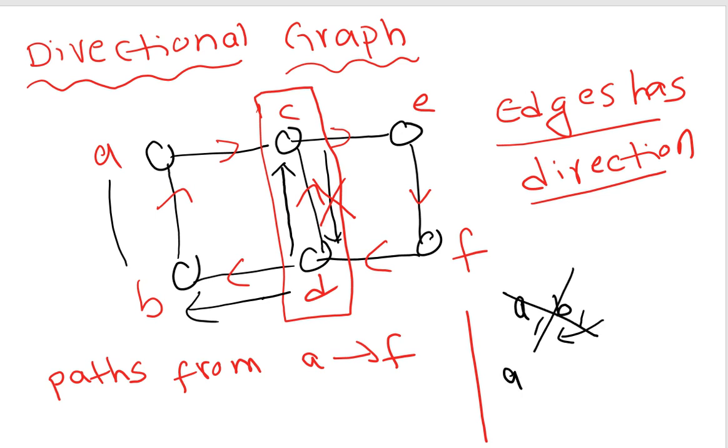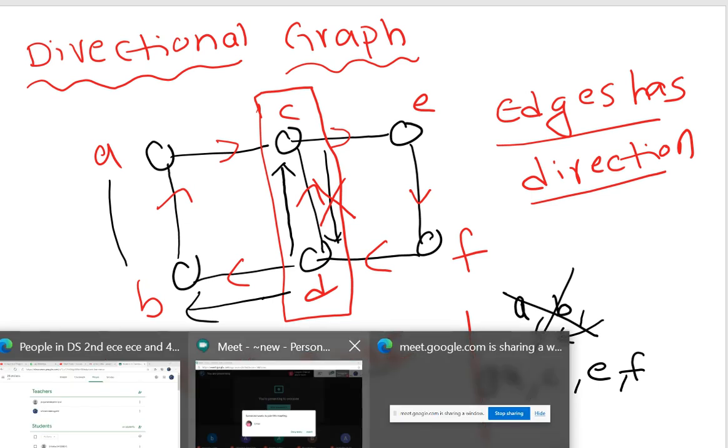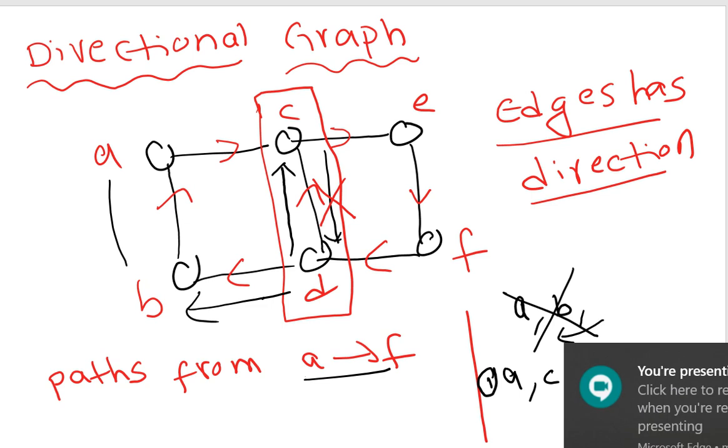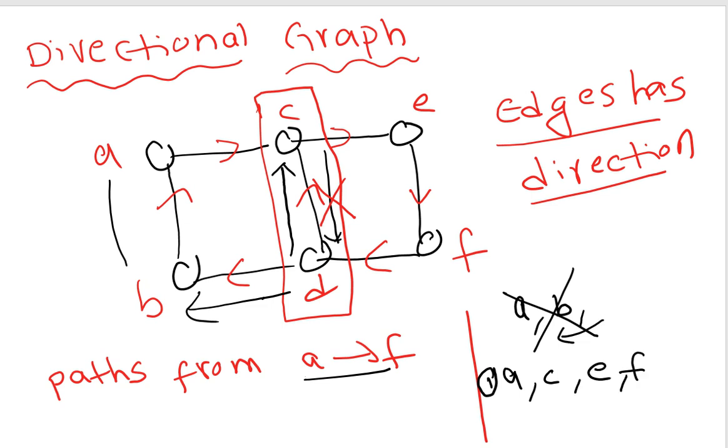So I will go from A to C, then C to E, then F. That's it. I wanted to know the path from A to F, right? This is one path. Is there any other path? No. A to F has only one path because this is a directional graph.